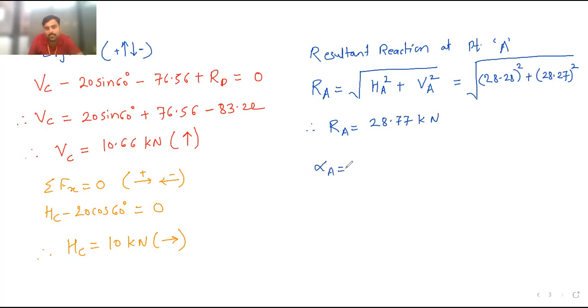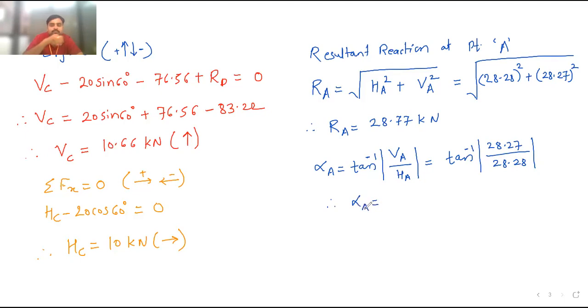Now we need to calculate the direction. So therefore, alpha A is equal to tan inverse in mod VA upon HA, which is equal to tan inverse of value of VA, 28.27, divided by HA, 28.28. So therefore, alpha A is equal to the answer, 44.71 degree.